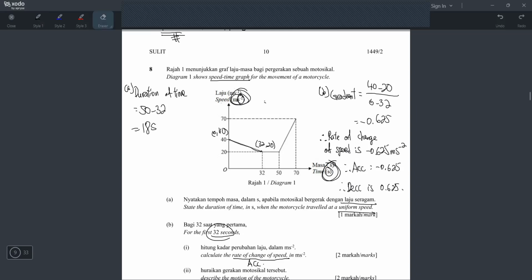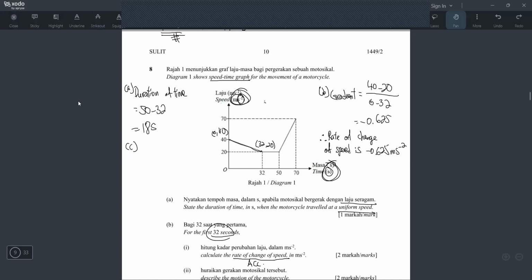But I don't recommend writing acceleration ataupun deceleration in your final baris because you have to follow what the soalan says. If the soalan says calculate rate of change of speed, then I will usually just follow whatever the soalan says. So the soalan says rate of change of speed, my last baris also I will jawab rate of change of speed macam tu. Okay, walaupun you can tulis acceleration also lah because they are the same thing, right? But I recommend follow what the soalan tanya lah. So kita ikut je soalan dia.